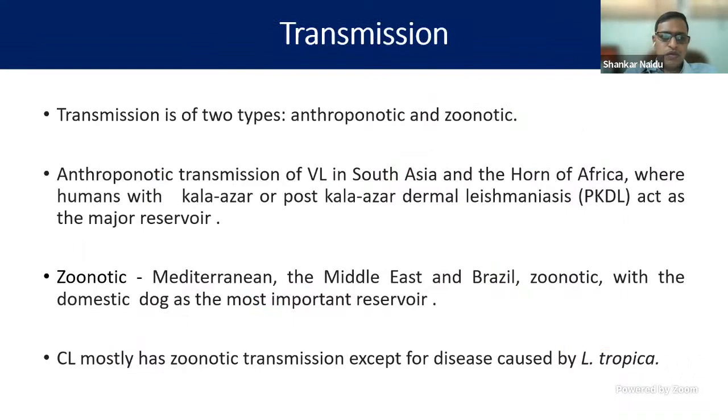So the transmission of Leishmania can be of two types, that is anthroponotic, that is from sandfly to human, or zoonotic, where it is predominantly from the animal reservoir, that is the domestic dog. Cutaneous leishmaniasis mostly has zoonotic transmission, except for the cutaneous leishmaniasis caused by Leishmania tropica. And visceral leishmaniasis and post-kala-azar dermal leishmaniasis are mainly transmitted through anthroponotic transmission.